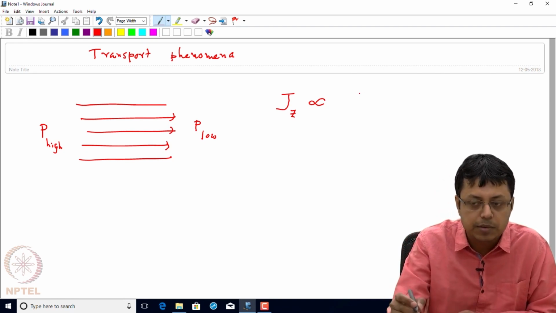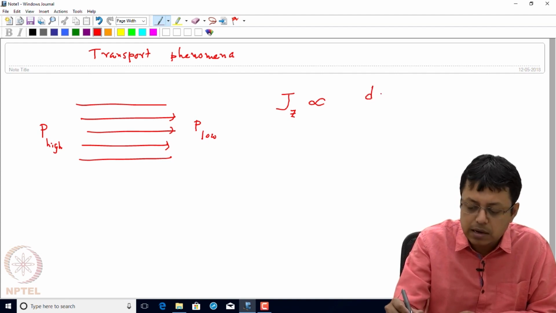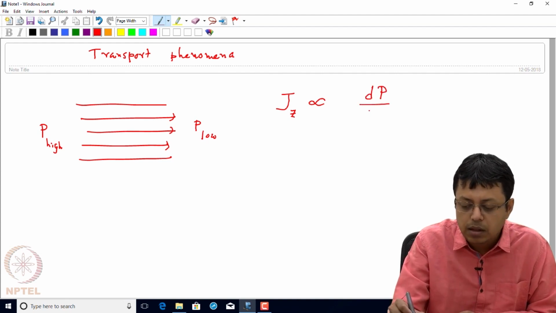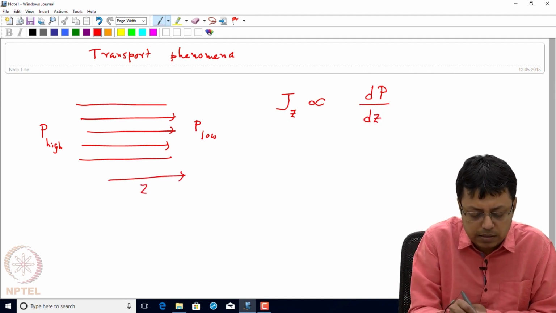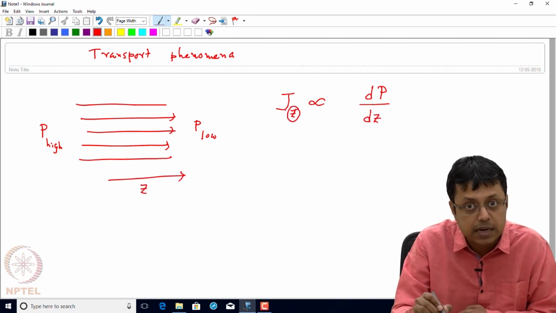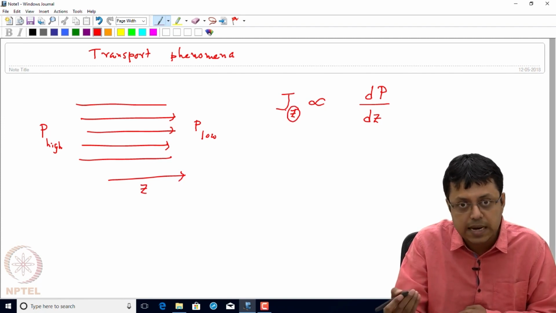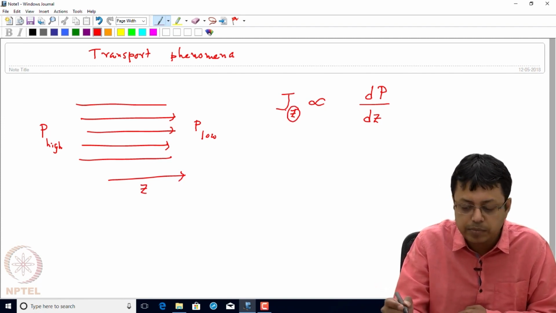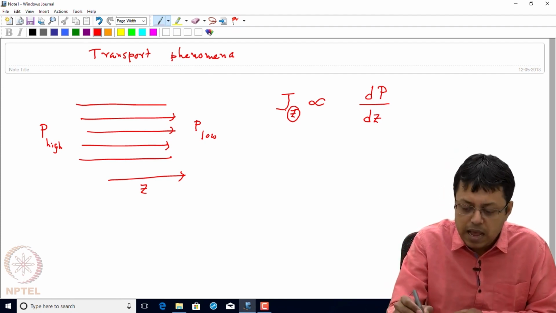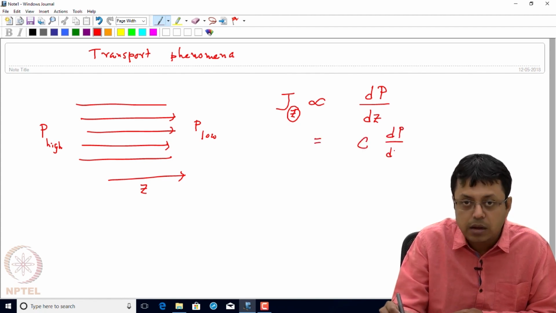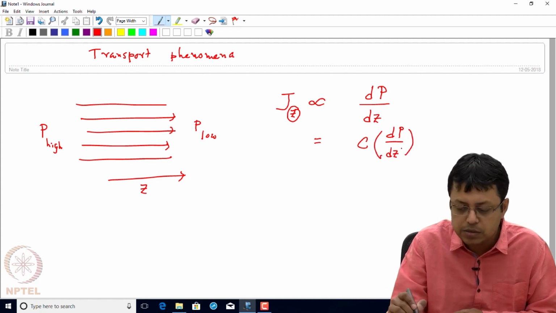Now if everything is one dimensional, I can just write it. This is nothing but the pressure gradient as a function of z. So if this is the z direction, that's why I am writing suffix z. So the flux along z of that quantity is proportional to the pressure gradient along z, and we then write the proportionality constant as c, which we will define later, what this constant is and how you will evaluate it.